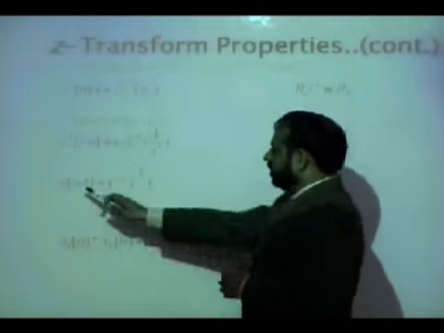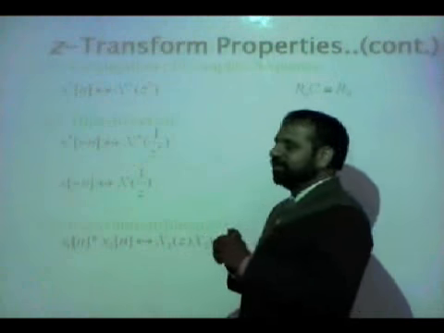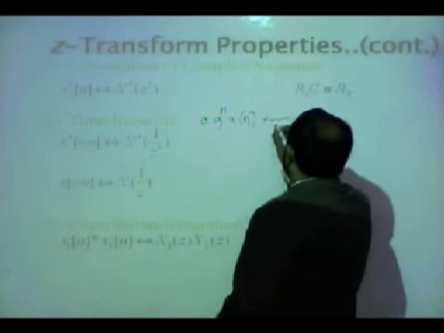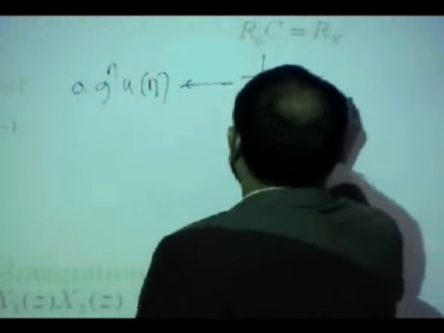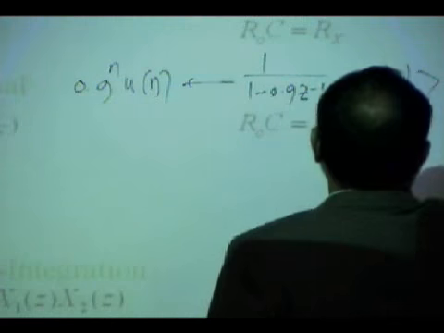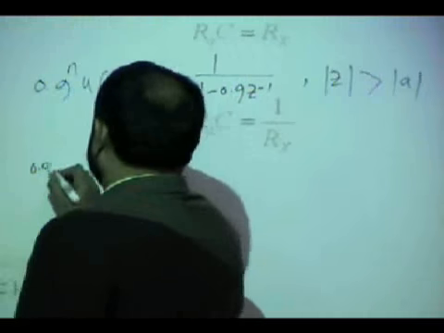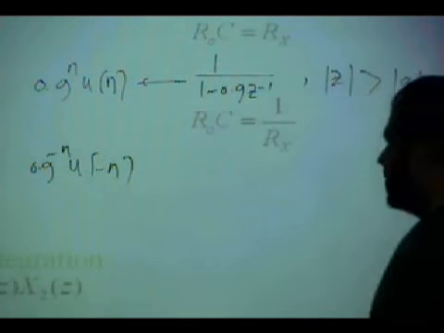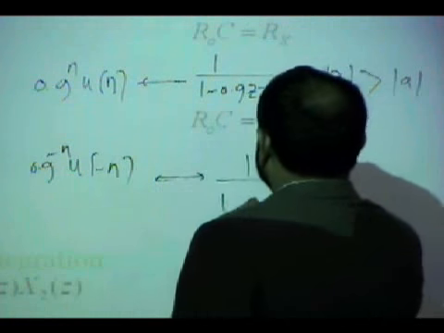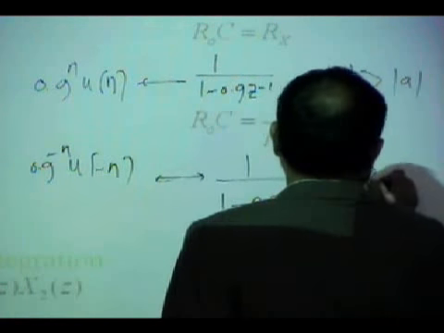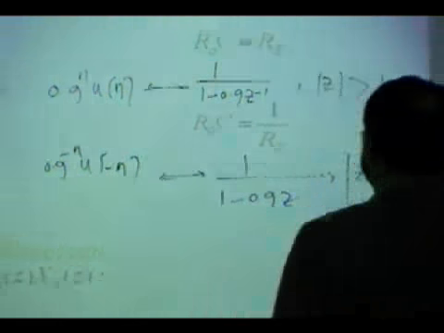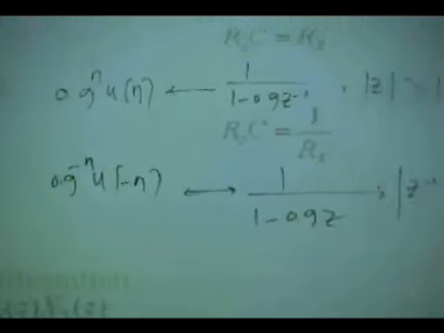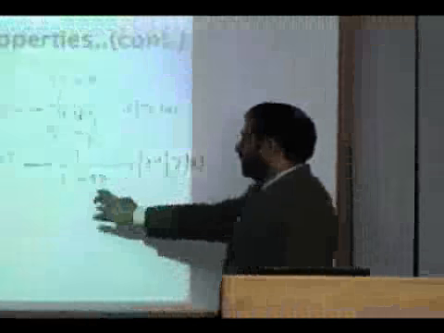If only flip, you replace every z by 1 over z. For example, if I ask you what is the Z transform of 0.9^n u of n, you say it is 1 over 1 minus 0.9 z inverse, where magnitude of z is greater than 0.9. Then I ask you, what is the transform of this? This is a left-hand side sequence. Simple, you replace every z by z inverse. So it will automatically go there, come here, the sign will change, and this is the expression.